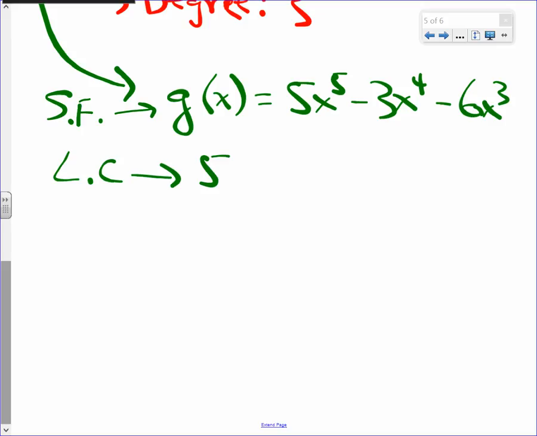Moving right along. The degree. This would be a degree 6, you say. 3, you say. 4, you say. You just look at the highest exponent. Degree 5. The highest exponent is always the degree, so that'd be the degree 5.